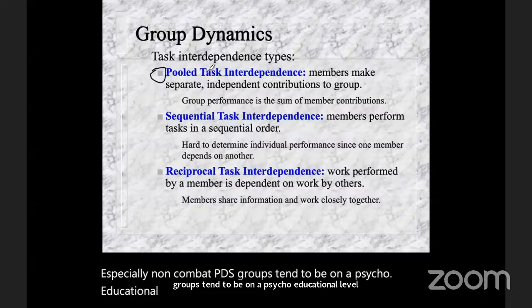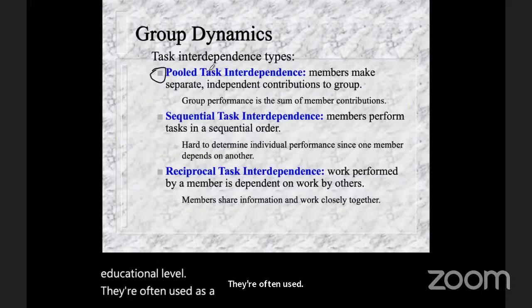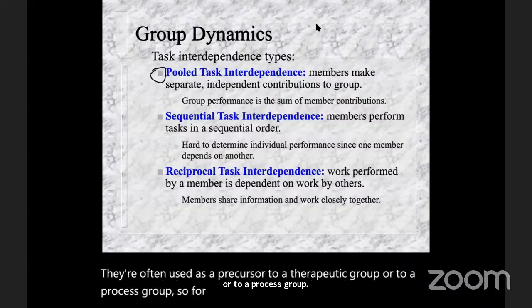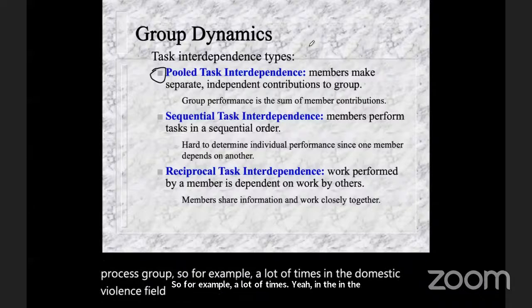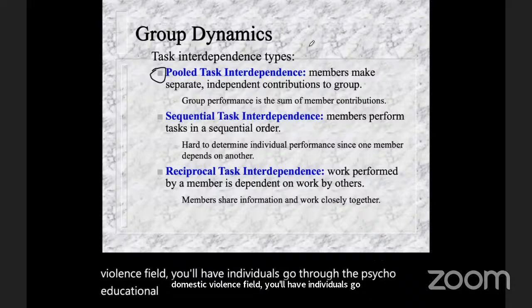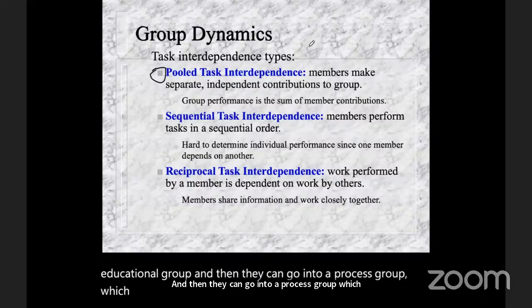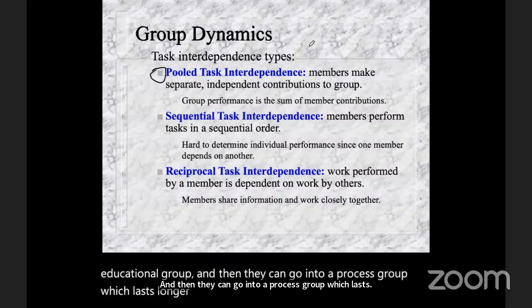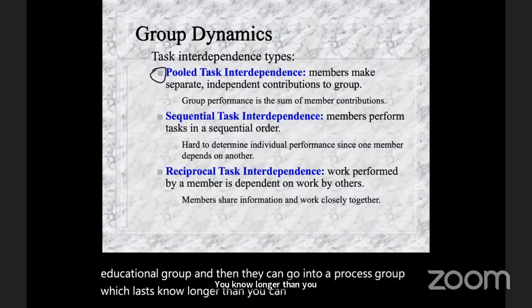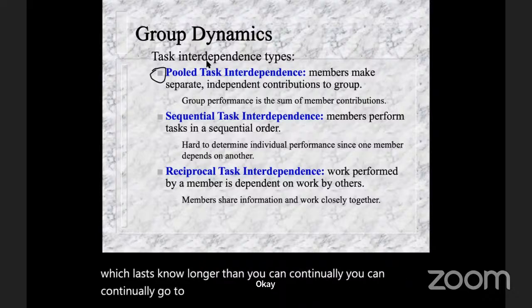They're often used as a precursor to a therapeutic group or to a process group. So, for example, a lot of times in the domestic violence field, you'll have individuals go through the psychoeducational group, and then they can go into a process group, which lasts longer, and you can continually go to that process group. Okay.